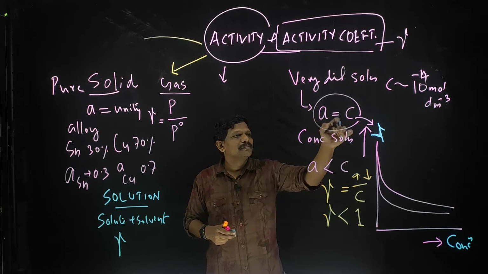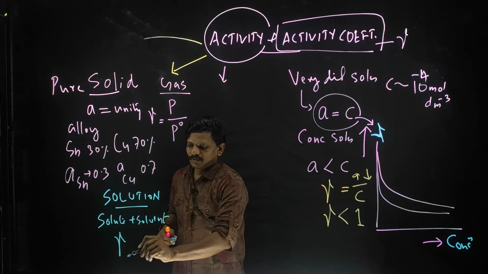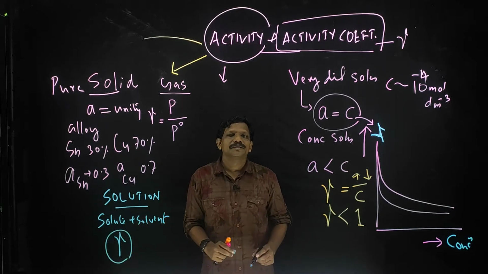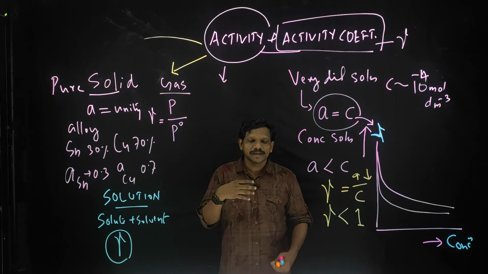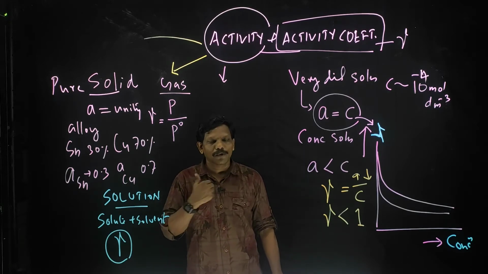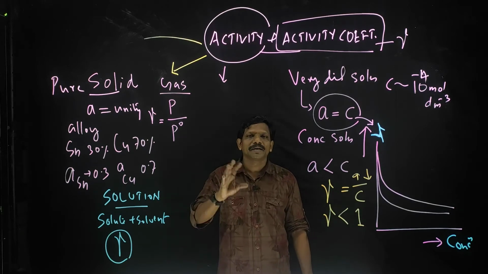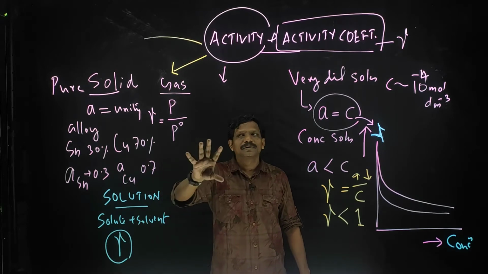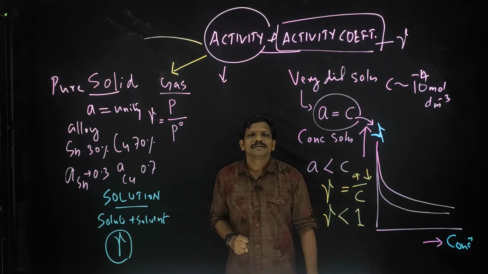So, the term activity is very important. Activity coefficient is also important. We have to find out the activity coefficient, and for that we need the help of a law called the Debye-Huckel limiting law. In the next class I will explain what the Debye-Huckel limiting law is. Today we are discussing activity and activity coefficient.